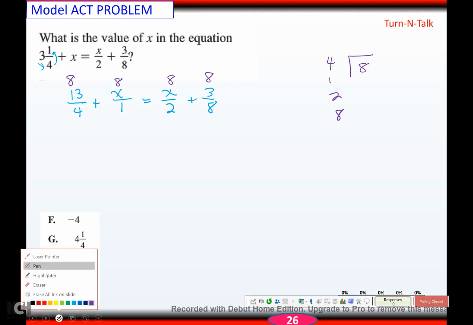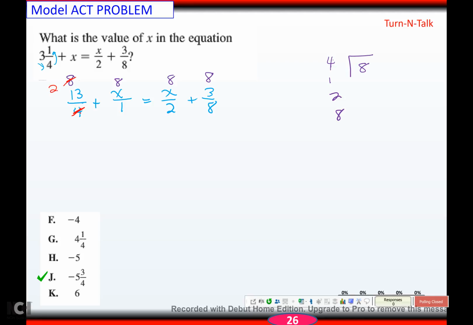So then what you do is instead of multiplying first and then dividing, you're going to divide first and then multiply. So 8 divided by 4 is 2 times 13 is 26. Okay? Nothing dies here. 1 goes into 8 times, so 8 times x is 8x. 8 divided by 2 is 4 times x makes 4x. 8 goes into 8 once times 3 makes 3. And voila, we have no more fractions.